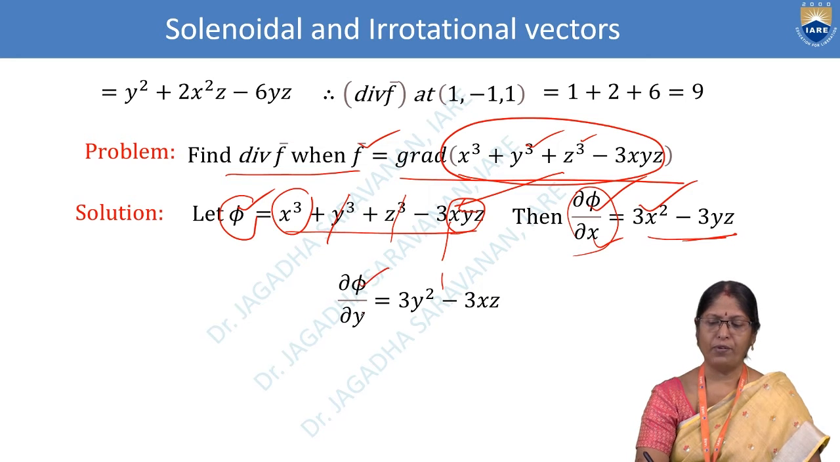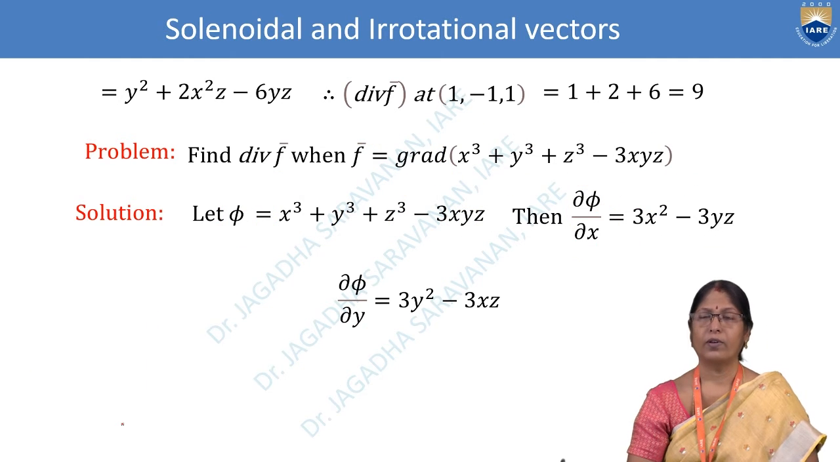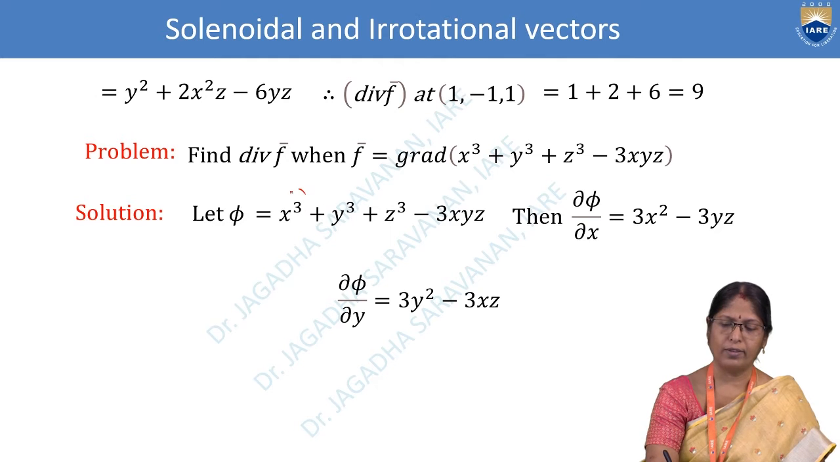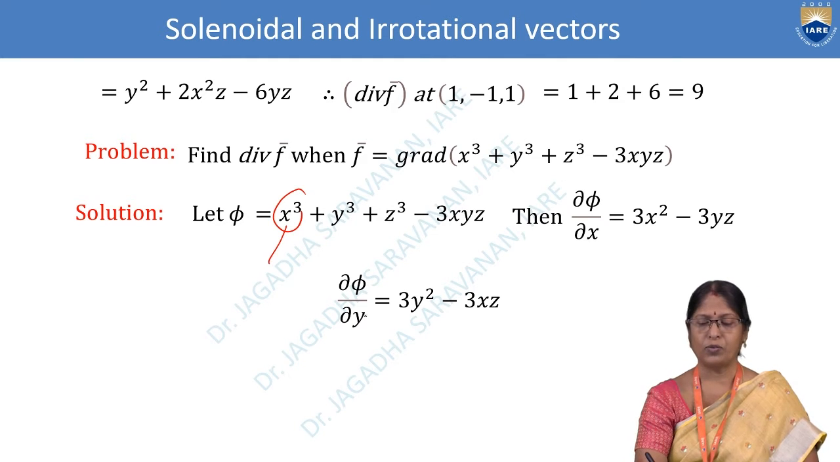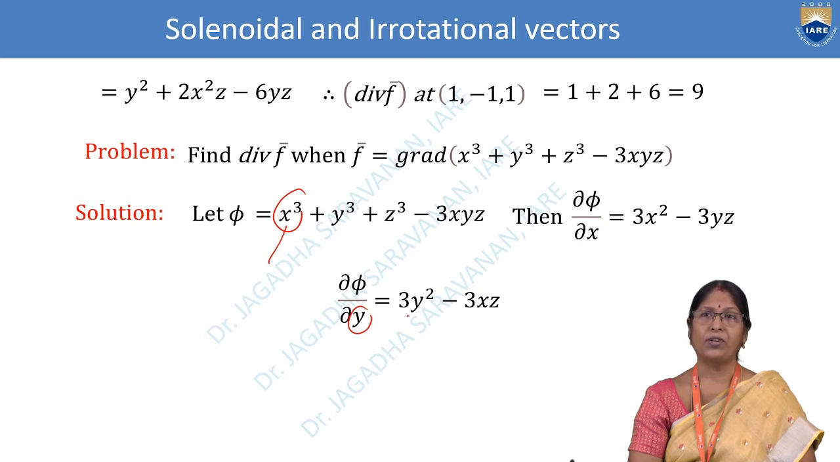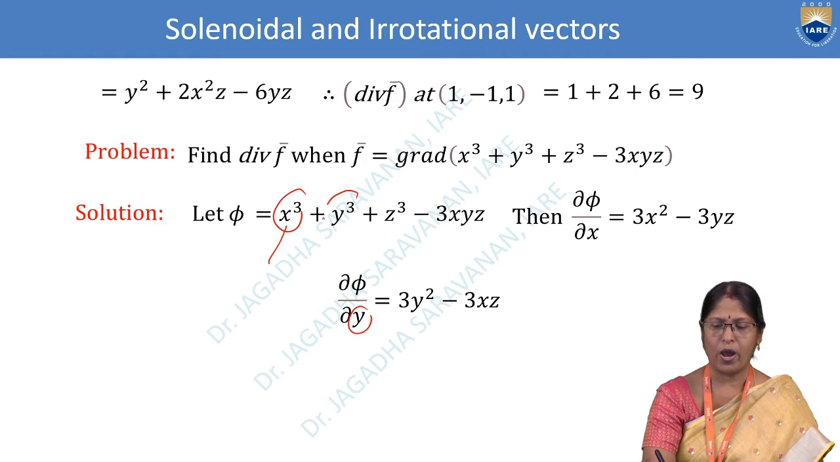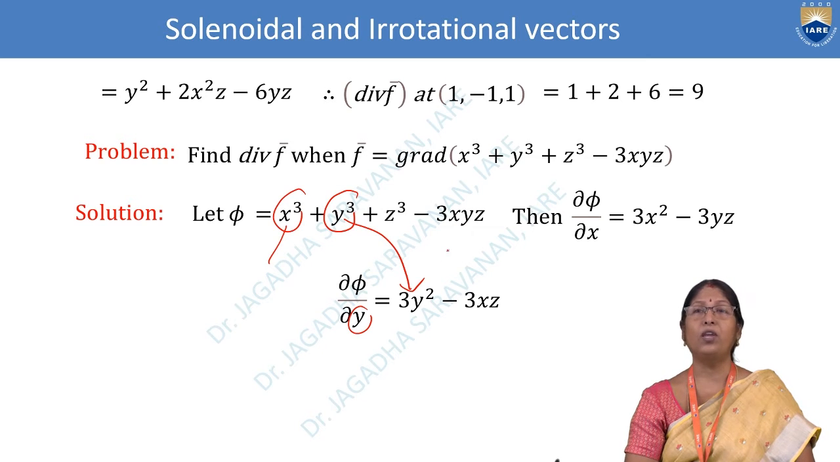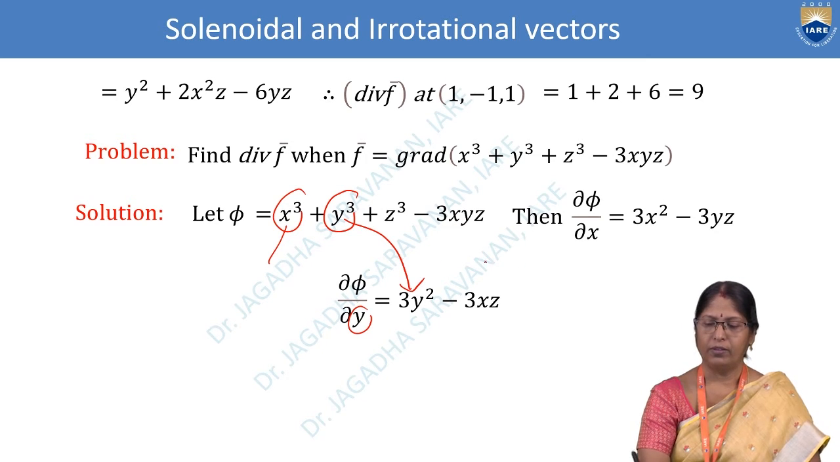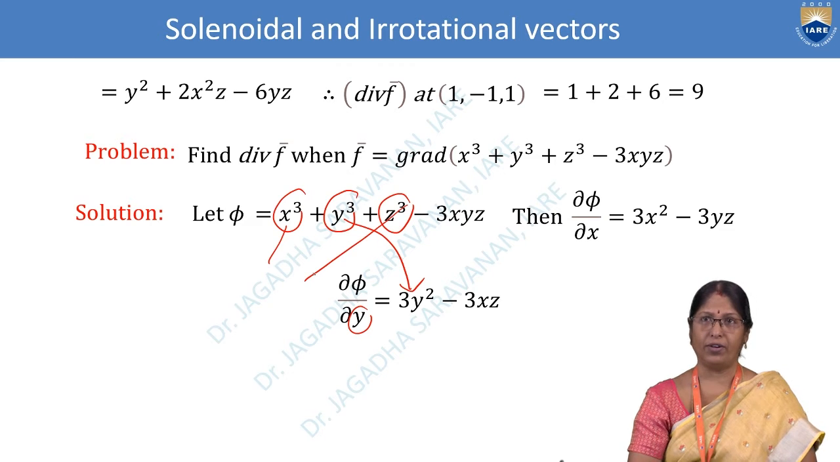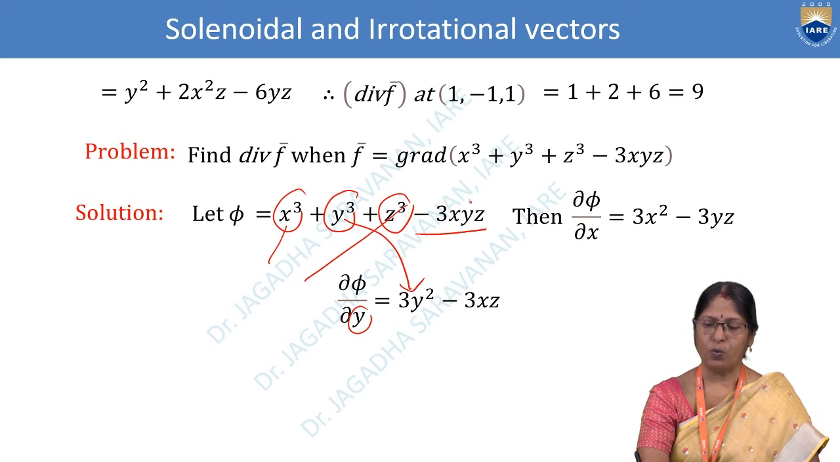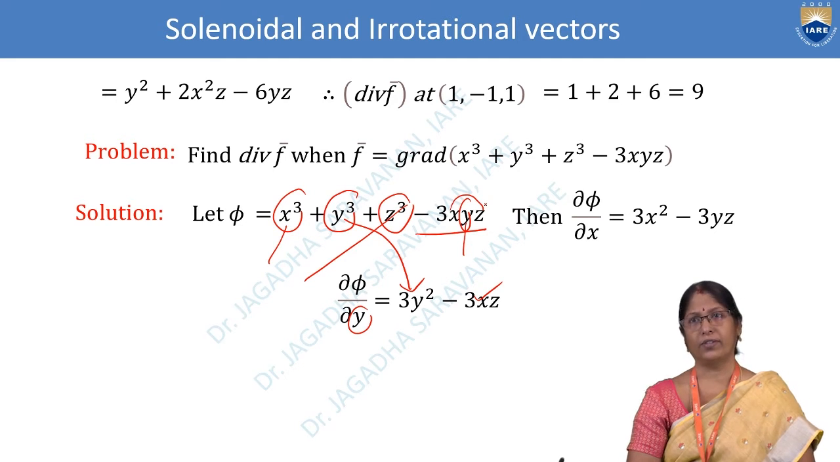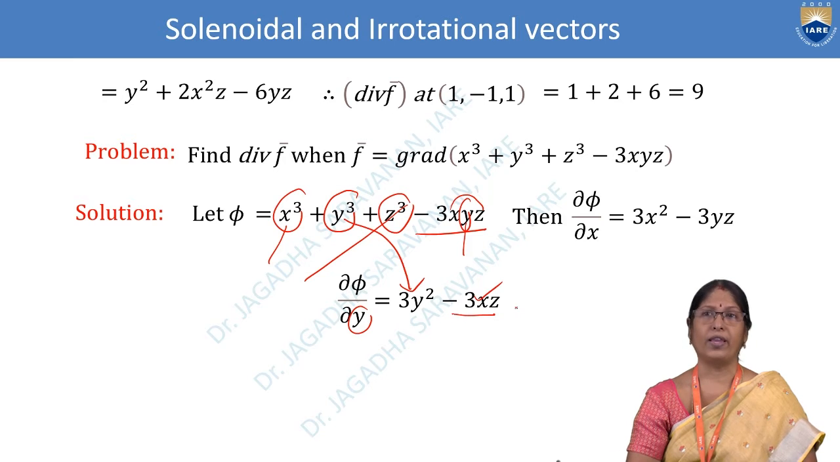Similarly, we will differentiate pi partially with respect to y. So, as we are going to concentrate on partial differentiation of y, we neglect this. The y cube differentiation is 3y square. And z cube we will neglect. Here it is minus 3xyz. Now the y differentiation is 1. The leftover x and z are treated as constant. So minus 3xz.